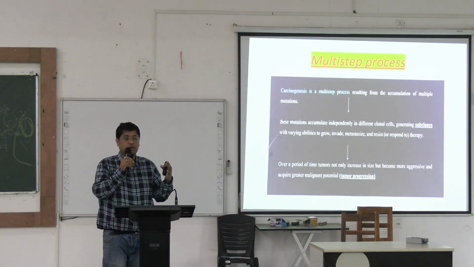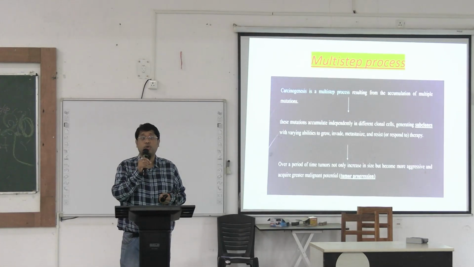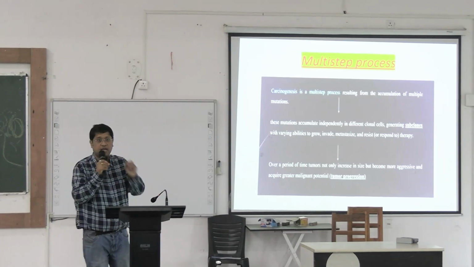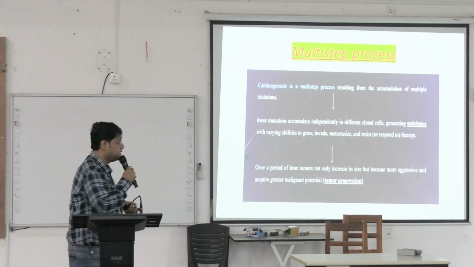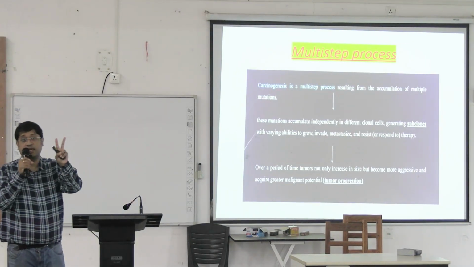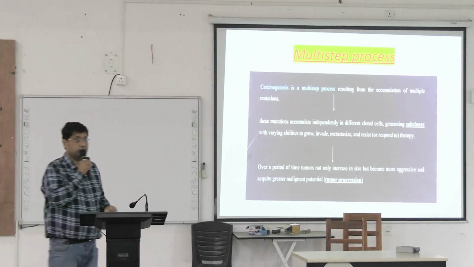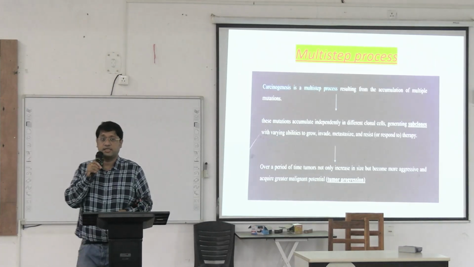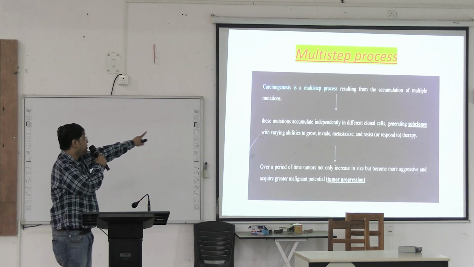Accumulation of multiple mutations, and there is a thing called Knudsen's two-hit hypothesis. Just write down the name, Knudsen's two-hit hypothesis. Read it sometime later for your understanding. Two hits are needed. Just one mutation or one hit may not cause cancer. K-N-U-D-S-O-N, Knudsen's two-hit hypothesis. So, accumulation of multiple mutations.